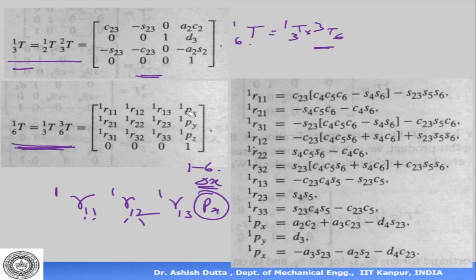If you look at the terms, this term is actually this one. So R11 is equal to cos(θ2+θ3) cos θ4 cos θ5 cos θ6 minus sin θ4 sin θ6, bracket close, minus sin(θ2+θ3) sin θ5 sin θ6. If I open it and write, this will basically mean cos(θ2 + θ3).